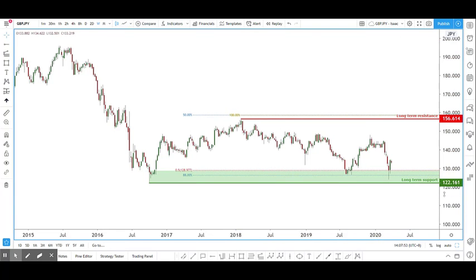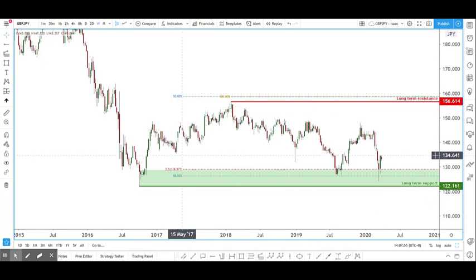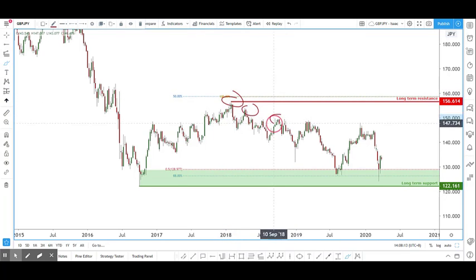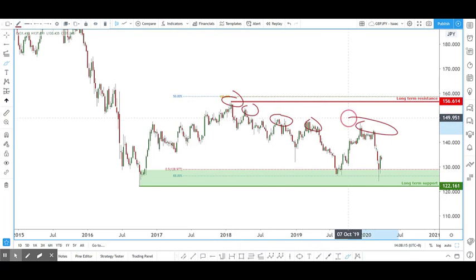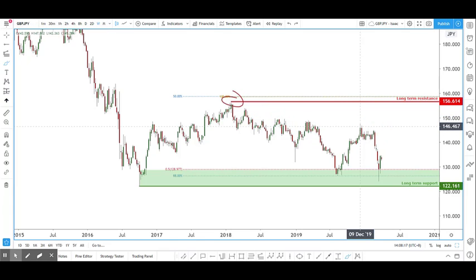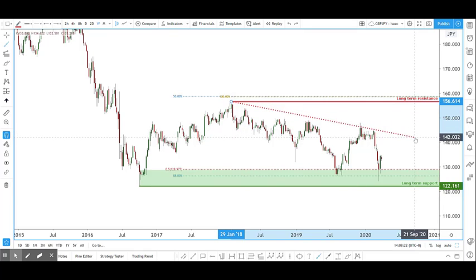Alright, so we see that prices have actually been moving sideways since October 2016. So it's been moving sideways, and I can also see that since January 2018, price has been drifting lower, making lower highs here, here, here, here, and here. So price has been making lower highs, confirming that this is really, in actual fact, a long-term descending trend.